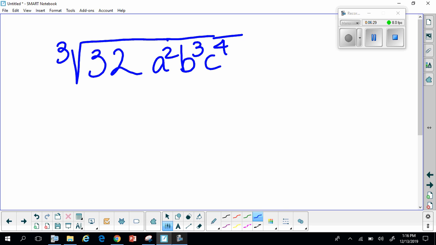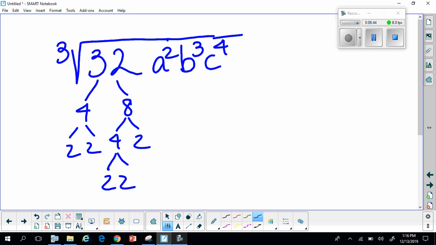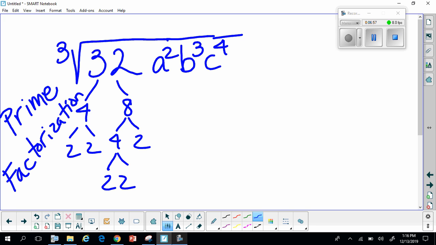From the previous problem, we know that 2 good factors of 32 are 4 and 8, because 8 is a perfect cube. Again, you're going to break it down until you get down to a prime number. This is called prime factorization. Okay, so as you can see, I have 1, 2, 3, 4, 5 2s.